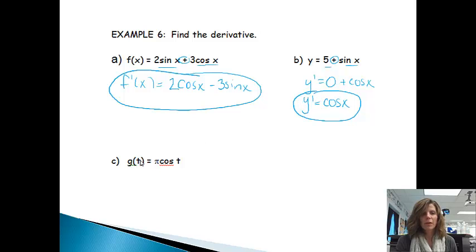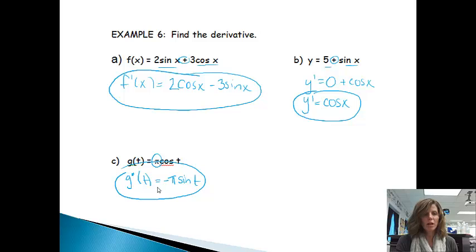My third example, we have g of t is equal to pi cosine t. The biggest thing on this one, please remember that pi is a constant. So once again, it's just going to tag along for the ride. So g prime of t is equal to, let's put a pi in there because my answer will involve a pi. The derivative of cosine we found out was negative sine. So it will be negative pi sine t. And that would be my answer.